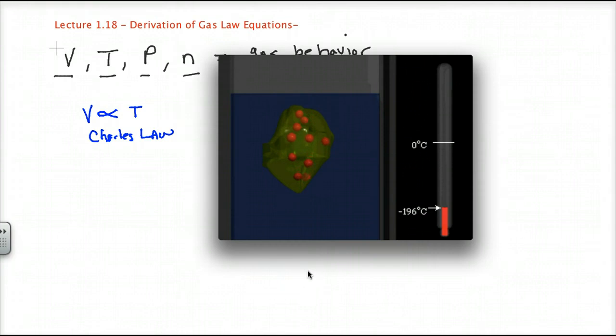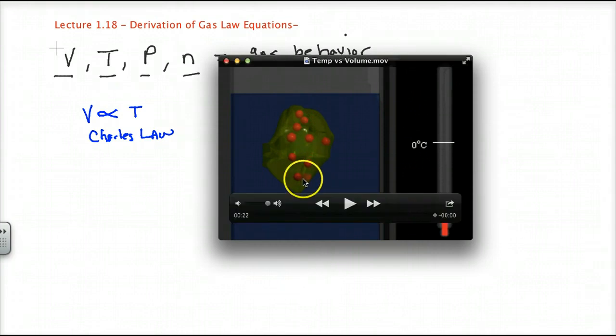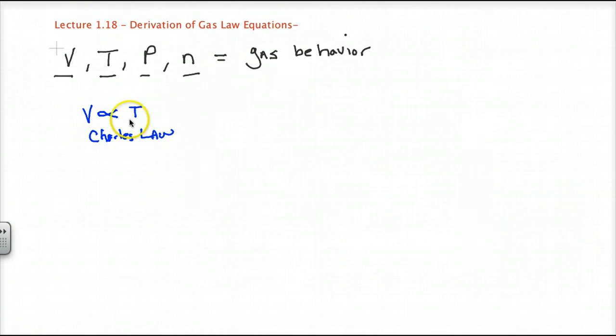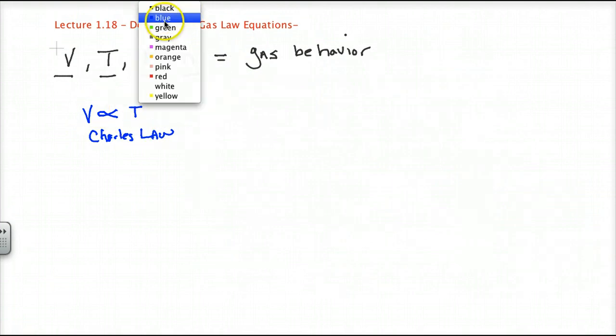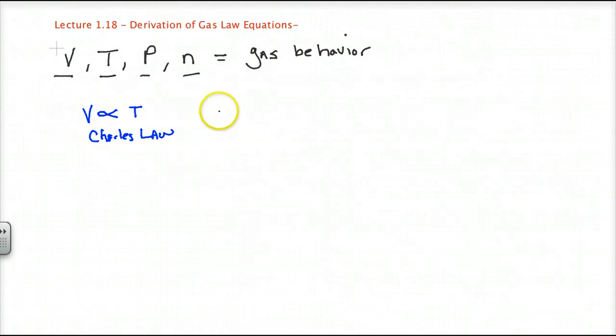Okay, so as temperature decreases, because the gas moves slower, it takes up less space. Now that's only true, my friends, if we have some things stay constant. If the number of gas molecules stays constant. We're going to call that number n for number of particles. So if that stays constant, and as long as pressure stays constant, we've got ourselves a relationship. As long as the number of molecules stays constant and pressure stays constant.